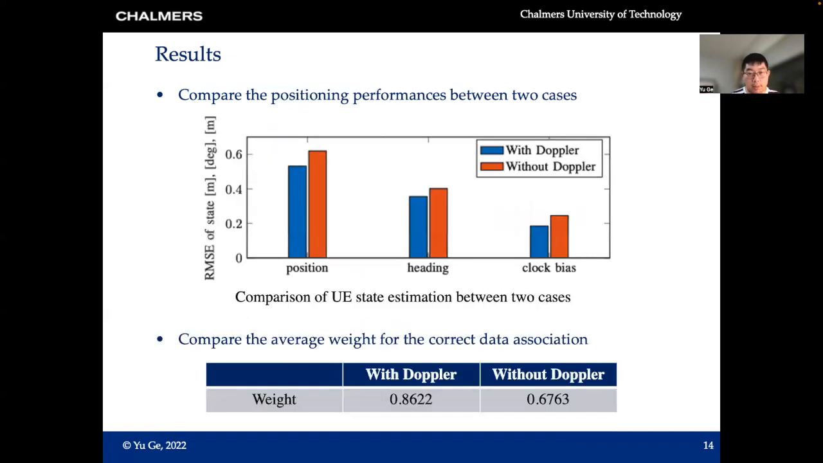And then let's look at the positioning performance. This figure shows that considering Doppler results in better UE state estimates, as lower RMSEs can be achieved. The reason is that considering Doppler as a dimension of measurement brings lower bounds. In addition, it also helps the SLAM filter to solve the data association problem, which improves the average normalized weight for the correct data association from 0.67 to 0.86.